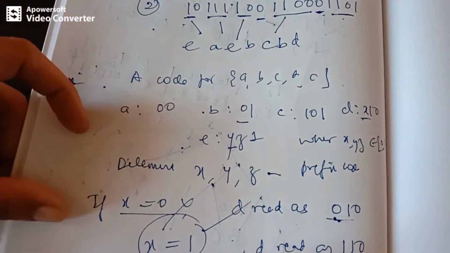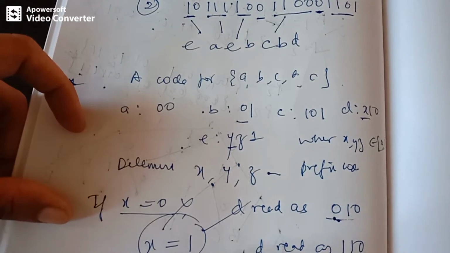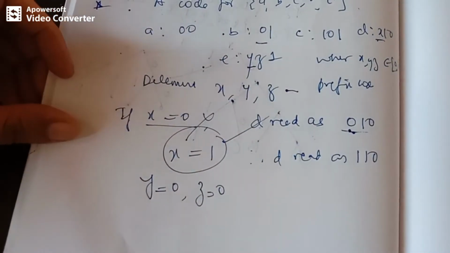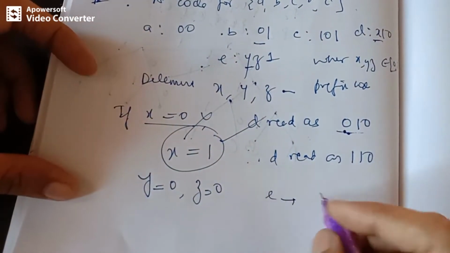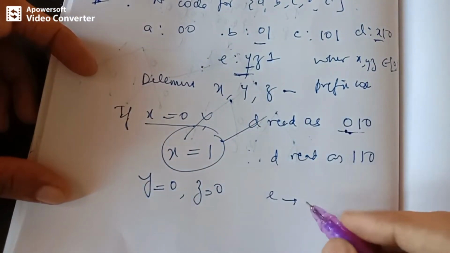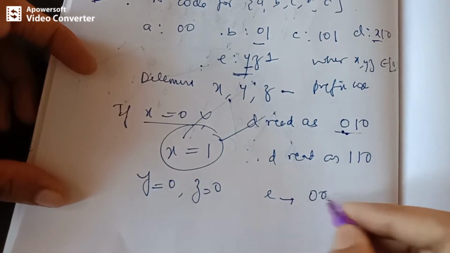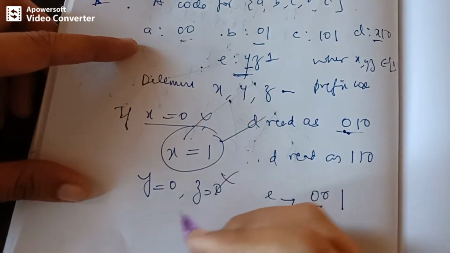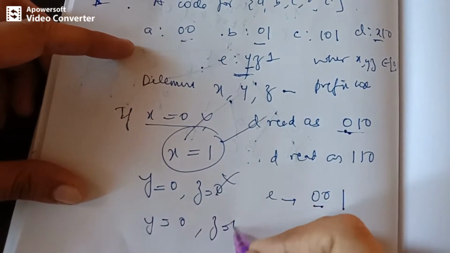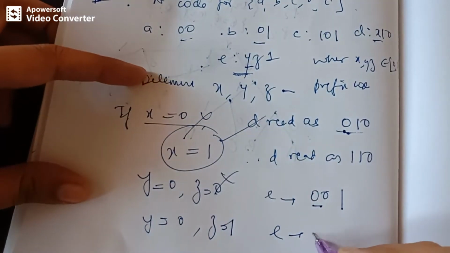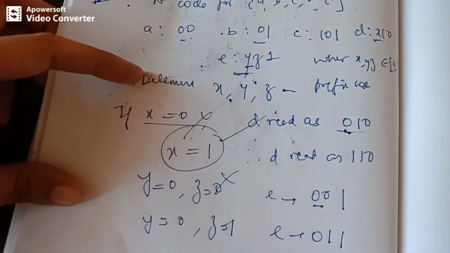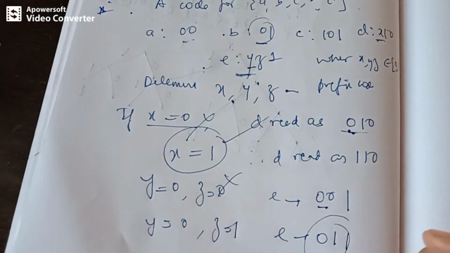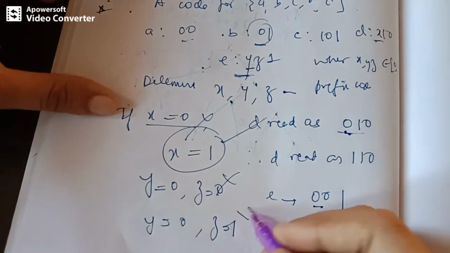Next, what if Y is 0 now? What if Y is 0, Z is 0? We are going to take all possible choices. If Y is 0, Z is 0, how does E look like? The code for alphabet E turns to 0, 0, 1. Then we can observe that 0, 0 is the prefix to this code. So this is not possible. Now let us take Y is 0, Z is 1. So how will E look like? It will look like 0, 1, 1. But you can observe that B is a prefix to this code. So this value is not possible.